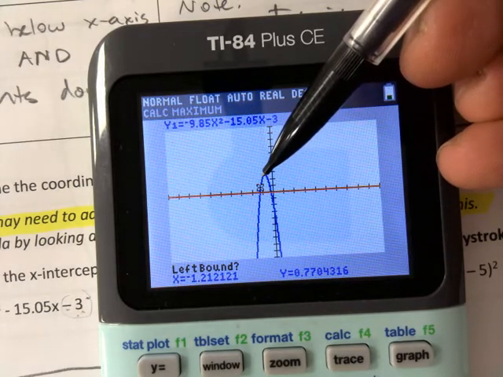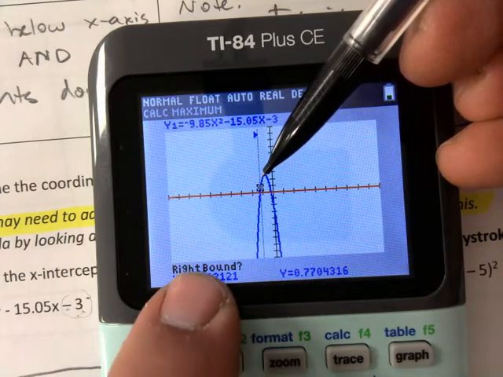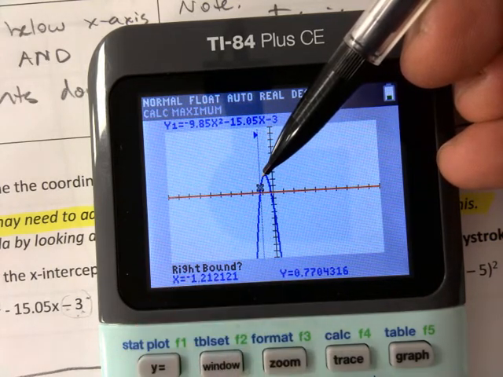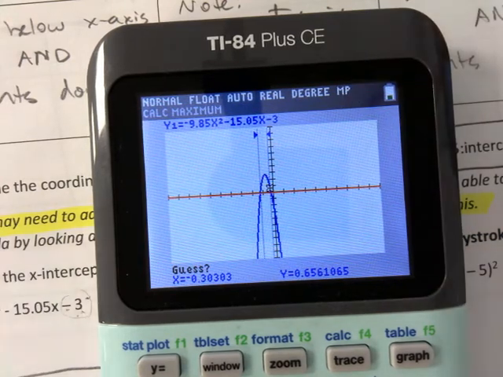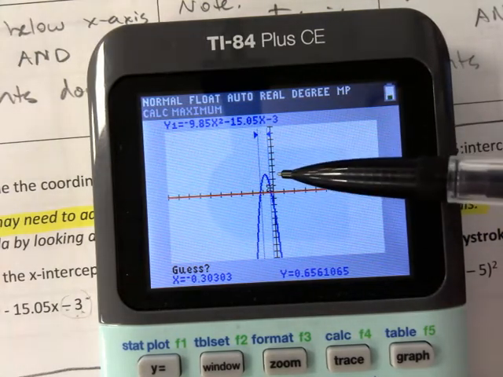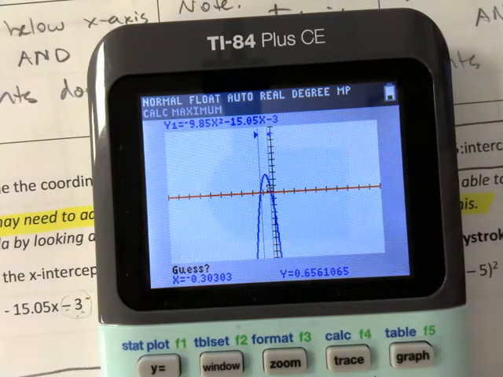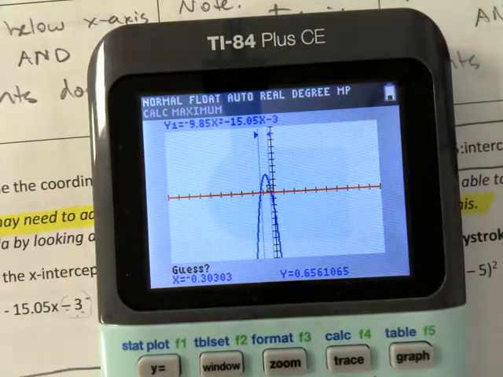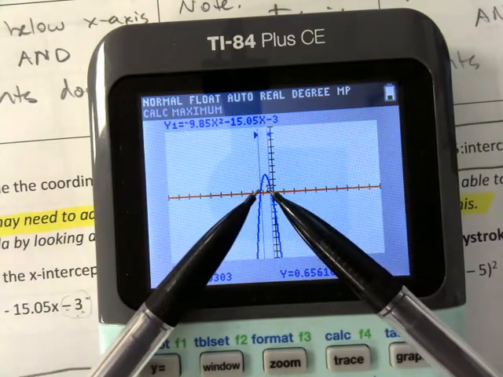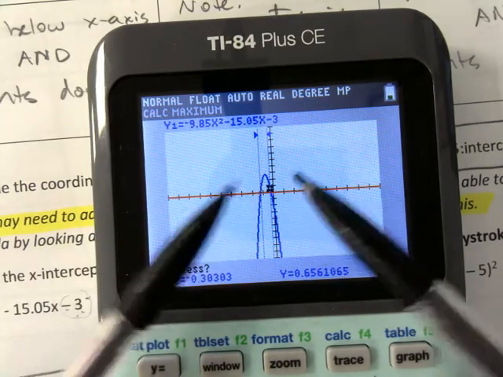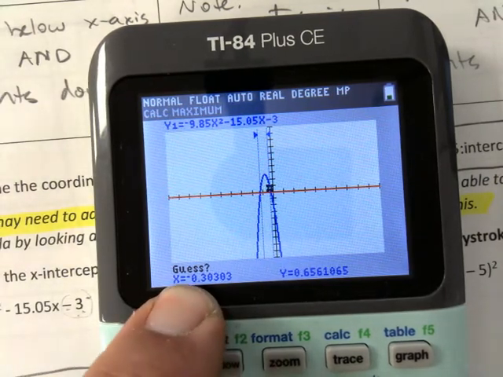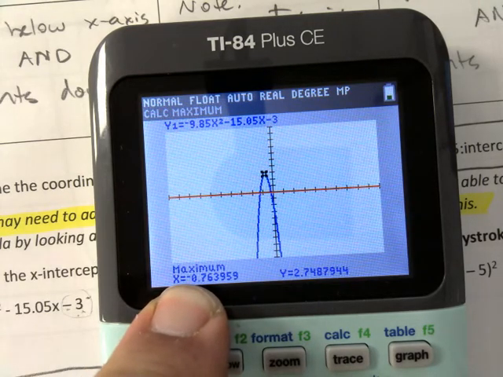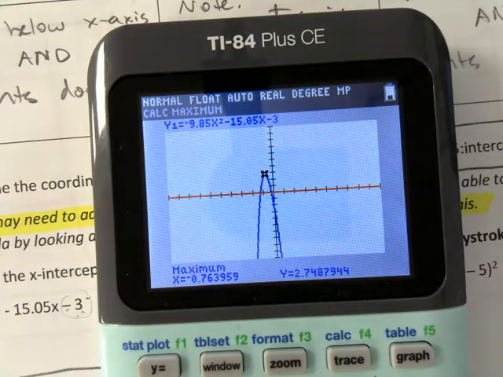So you hit enter. And immediately it changes to, hey, now give me a point to the right of that. So you're going to go right arrow over the hump. And now you're to the right, hit enter. And if you can tell, there are some dotted lines. You see those? They're hard to see, but you're basically telling the calculator, I know the vertex is somewhere between these two lines. And the calculator is going to do the rest for us. So what do you do when you see guess? You just hit enter. And boom, right there it is.